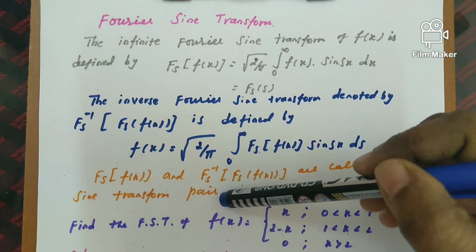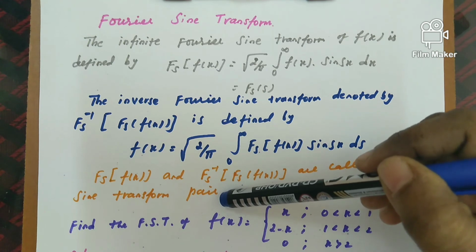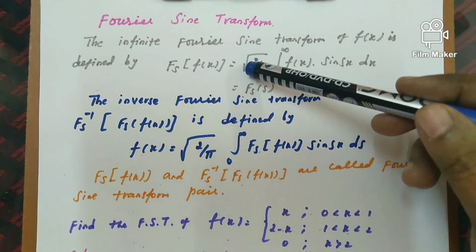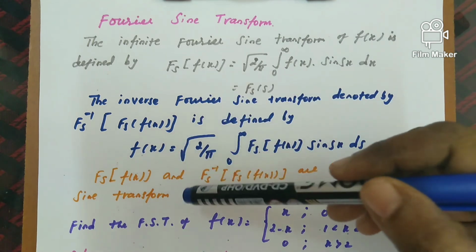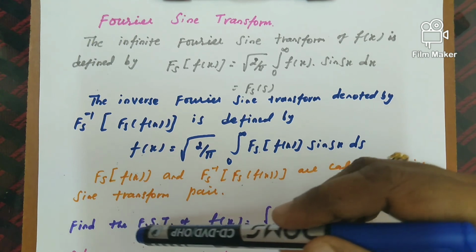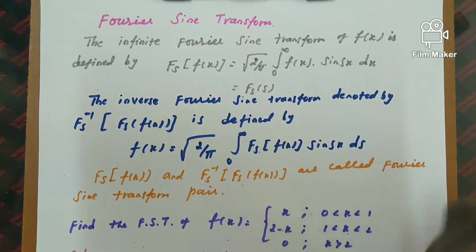Already we have seen the Fourier transform pair. Likewise, for the sine transform also we can write the Fourier sine transform as well as the inverse, and together they are called the Fourier sine transform pair. Now we are going to see a problem under Fourier sine transform.